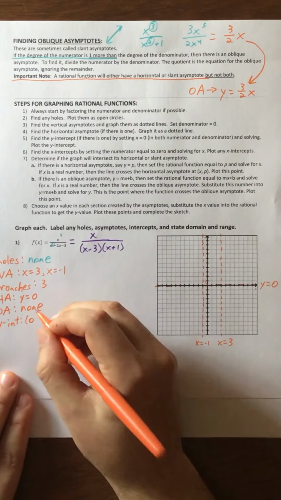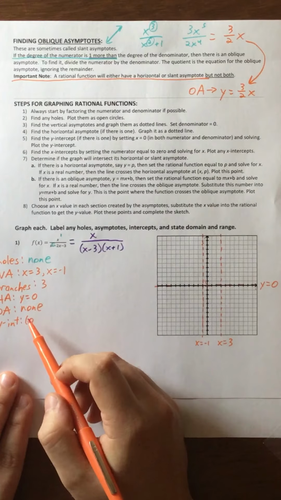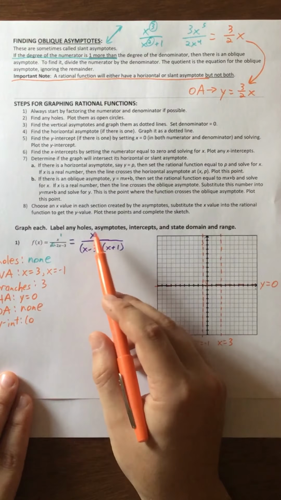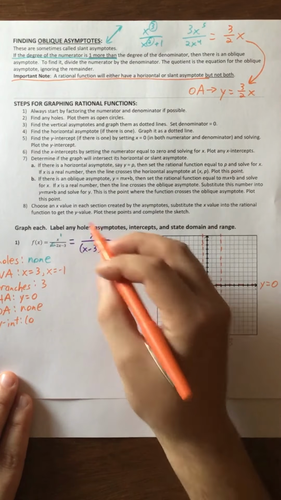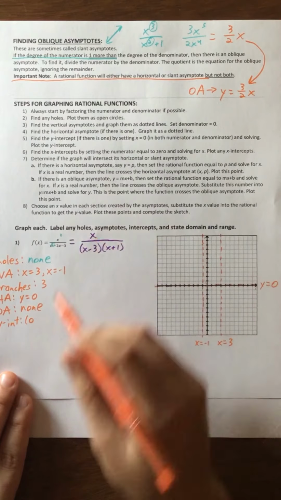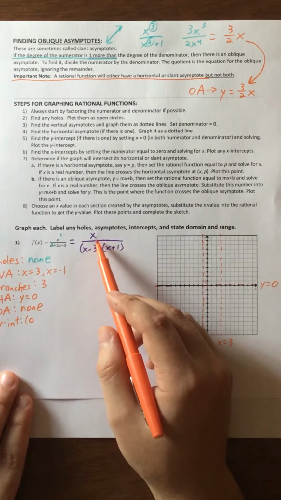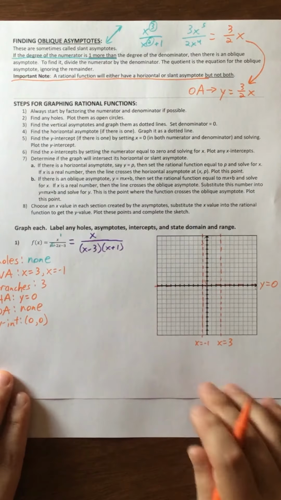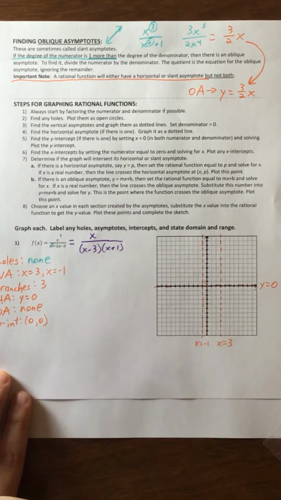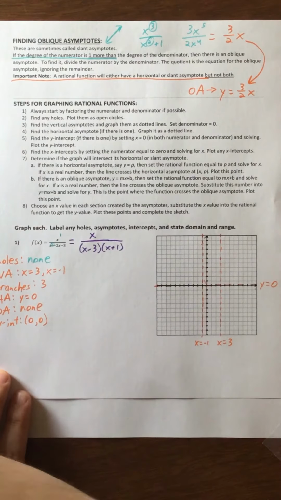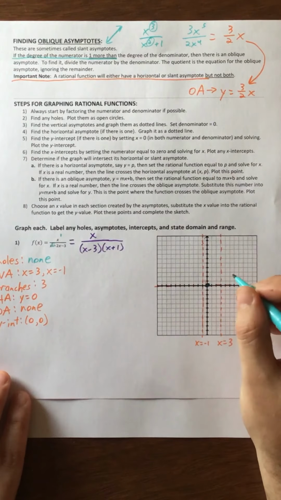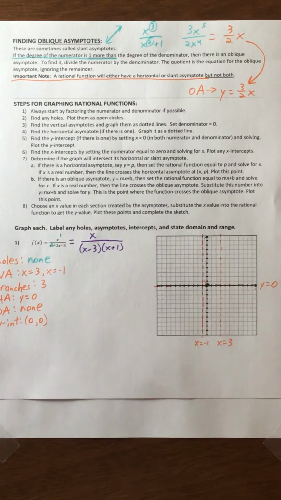When I plug 0 into my function, and you want to use your factored function, okay? Everything I'm going to use is for this. Plug 0 in, I'm going to get 0. All right, I'm not going to show all the work there, but you would do the calculation when you plug in 0 for x.